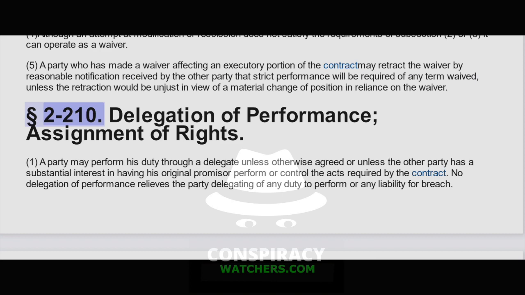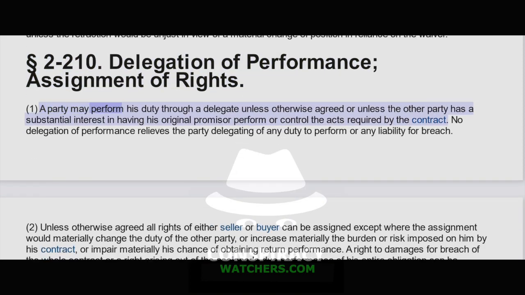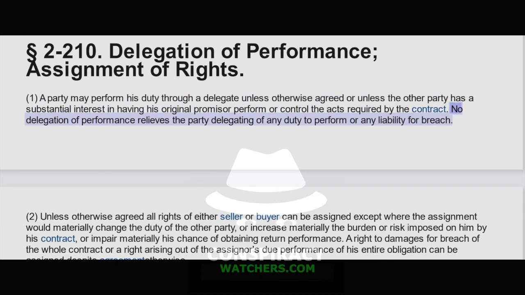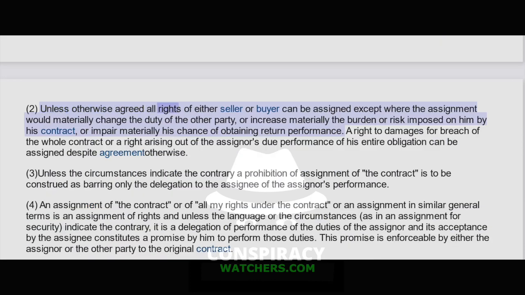Section 2-210. Delegation of performance, assignment of rights. A party may perform his duty through a delegate unless otherwise agreed or unless the other party has a substantial interest in having his original promisor perform or control the acts required by the contract. No delegation of performance relieves the party delegating of any duty to perform or any liability for breach. Unless otherwise agreed, all rights of either seller or buyer can be assigned except where the assignment would materially change the duty of the other party, or increase materially the burden or risk imposed on him by his contract, or impair materially his chance of obtaining return performance.